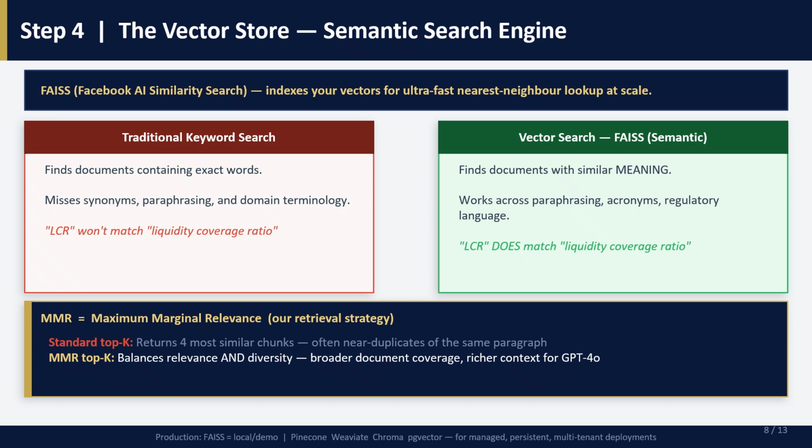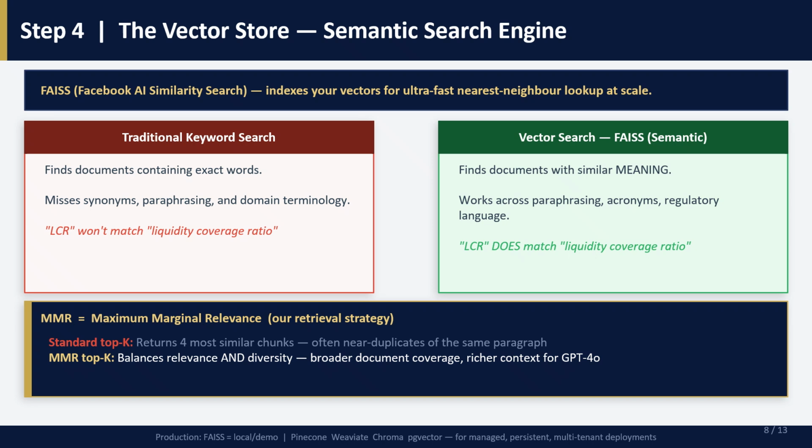To make this concrete, compare it to traditional keyword search. If a user types LCR, keyword search only finds documents that literally contain the letters LCR. FAISS semantic search finds documents about liquidity coverage ratios, even if they never use the acronym.